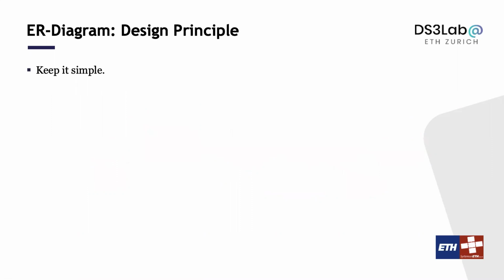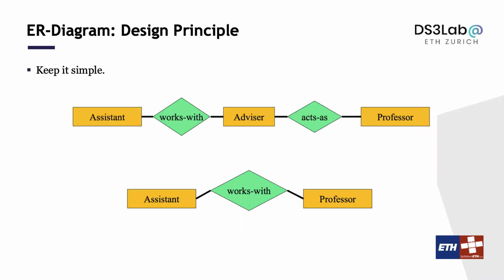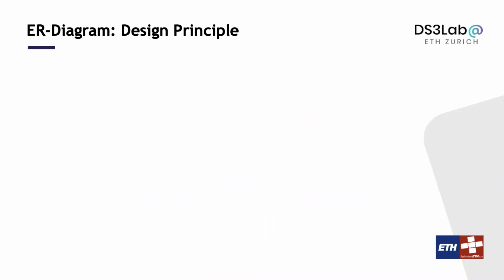And also you want to keep the ER diagram as simple as possible. You want an ER diagram that models the amount of information you need to build the application, but not more than that. For example, you can have a very convoluted way to model assistant works with a professor: assistant works with an advisor, advisor is a professor. But if this type of relationship is not useful in your application, you might want to simplify that. You want to make the ER diagram as simple as possible, but not too simple. You still want all the information to be there, but you want to simplify as much as possible.